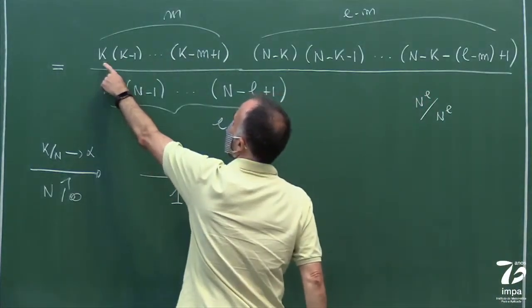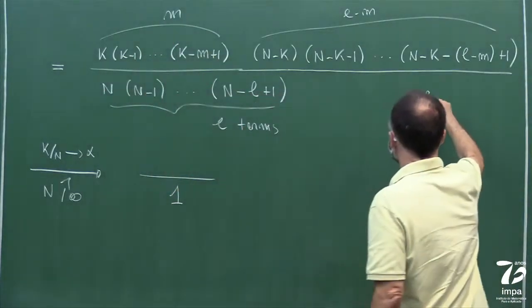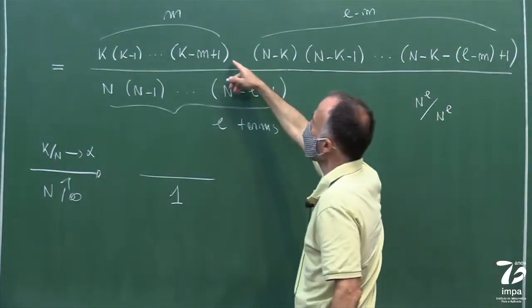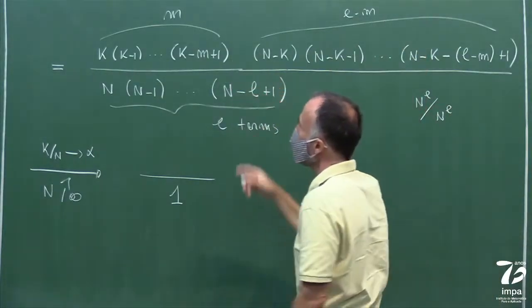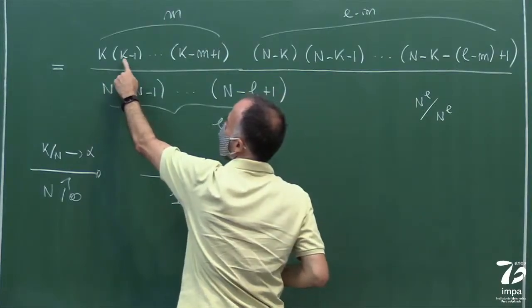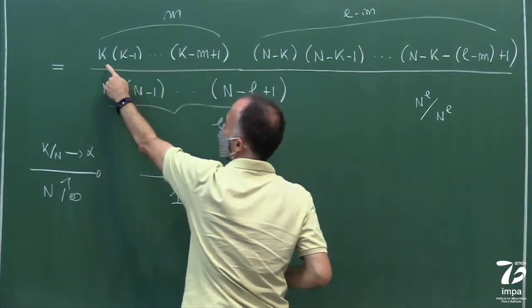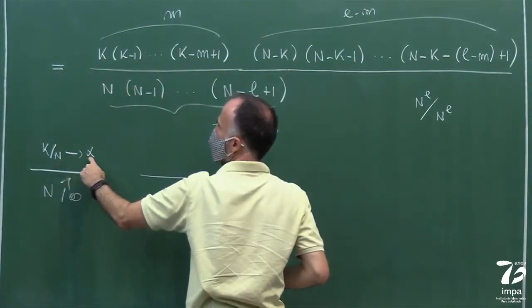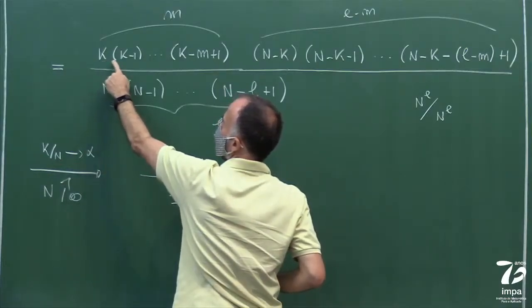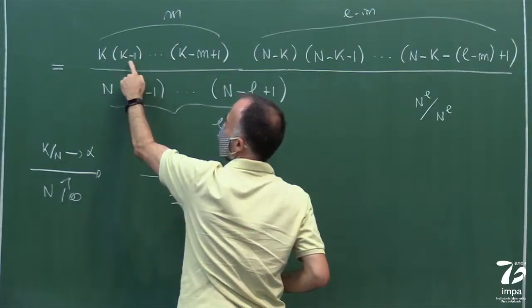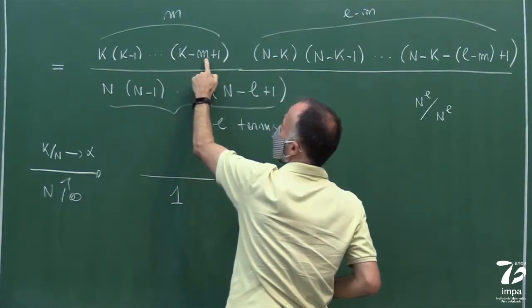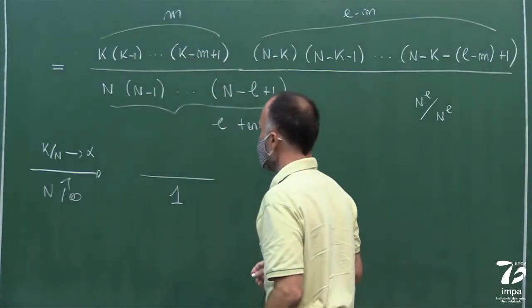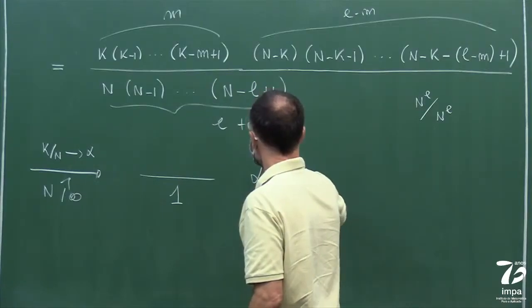When I divided, let me take m of these terms for the first and L minus m for the second. So when I divided by n, I'm dividing each one by n, and k over n is converging to alpha. So this one is converging to alpha. This one also to alpha. And since m is fixed, this one also to alpha. So I get here alpha to the power m.